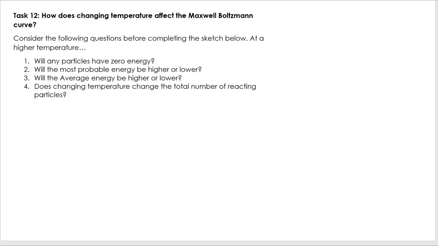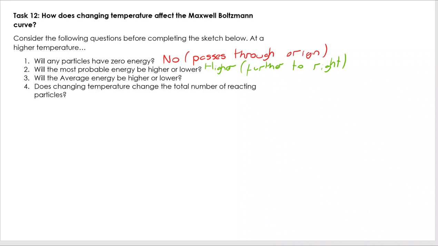So, will any particles have zero energy? No. It passes through the origin because no particles have no energy. Will the most probable energy be higher or lower? Remember from the previous video, most probable is the modal energy. Well, actually, the modal energy will be higher. It will be further to the right, because if you have got greater energy, which you get from a higher temperature, that is going to lead to a higher average, whichever average you measure, mode, median or mean. So the peak is going to shift to the right.